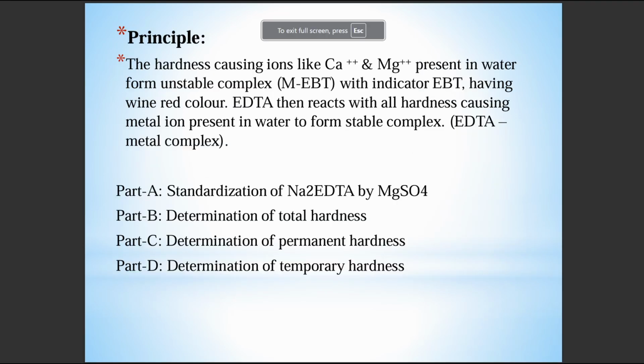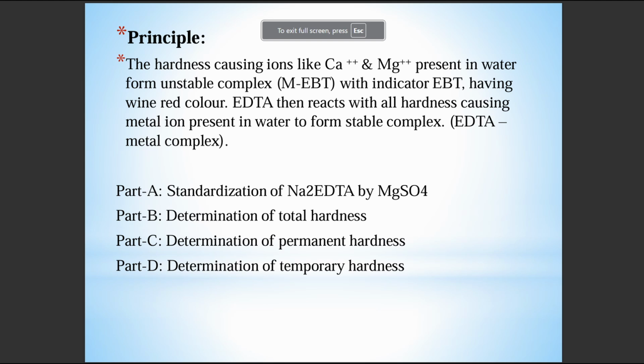So in the procedure, actually there are 4 steps. In the first part, you have to determine the concentration of disodium EDTA, that is the standardization of disodium EDTA. Second, determine the total hardness of the water sample. Third, determination of permanent hardness of the water sample, and last, determination of temporary hardness of the water sample.